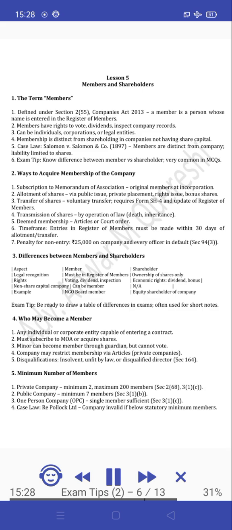5. Case law: Solomon vs. Solomon and Company, 1897. Members are distinct from the company. Liability limited to shares. 6. Exam tip: No difference between member versus shareholder. Very common in MCQs.